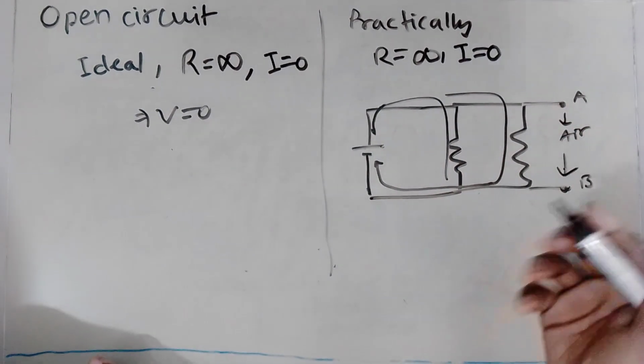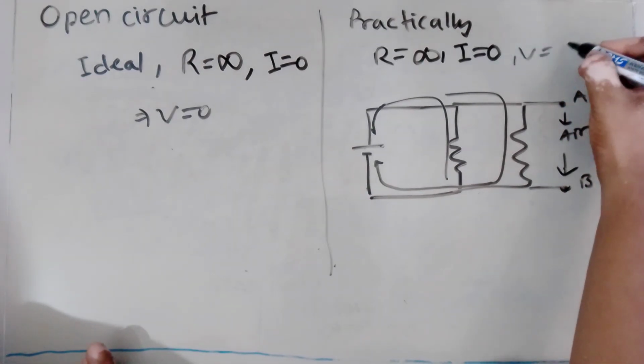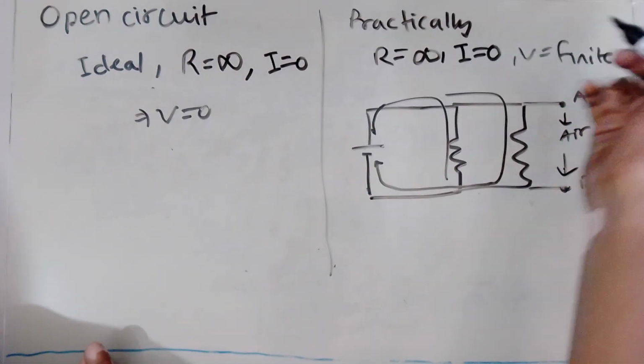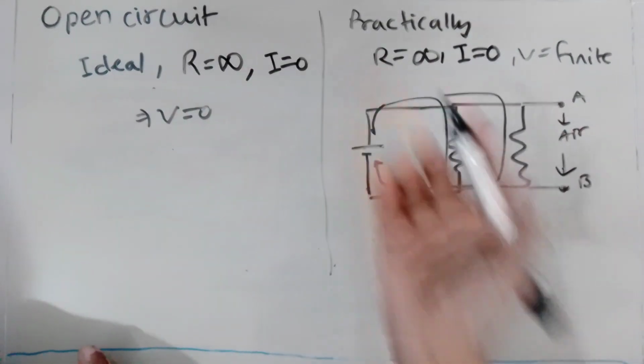So a current flows, and since here voltage will be finite, this is the difference between ideal condition and practical conditions.